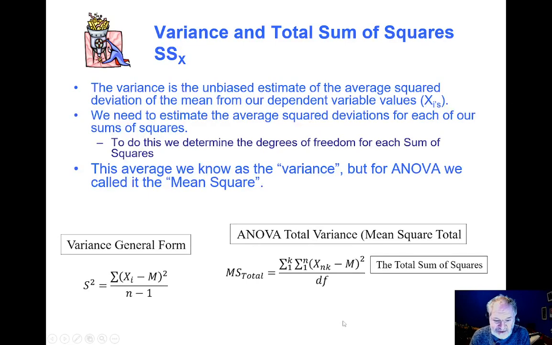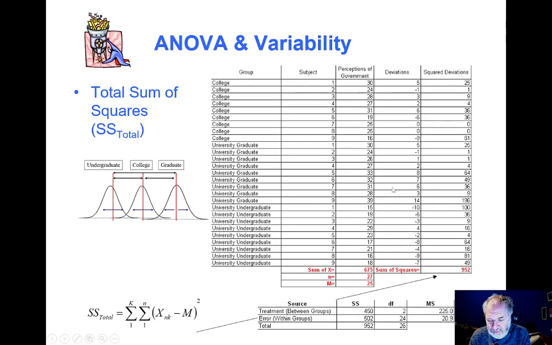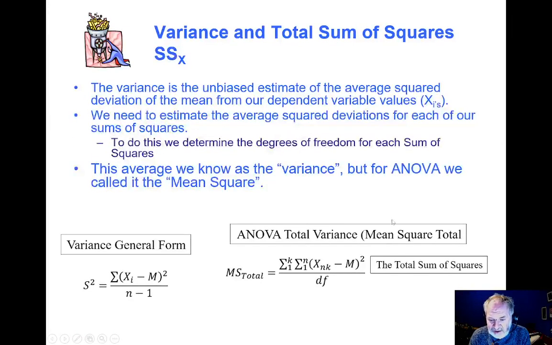Okay, so the mean square total or the total variance is that sum of squares total that we did back here, this one here. Take that sum of squares and divide it by the degrees of freedom. Right? So if I look at in general form, a variance in terms of the sample variance is basically the sum of the squared deviations from the mean divided by the degrees of freedom, which is n minus 1 if we think of it in the context of the t-test.